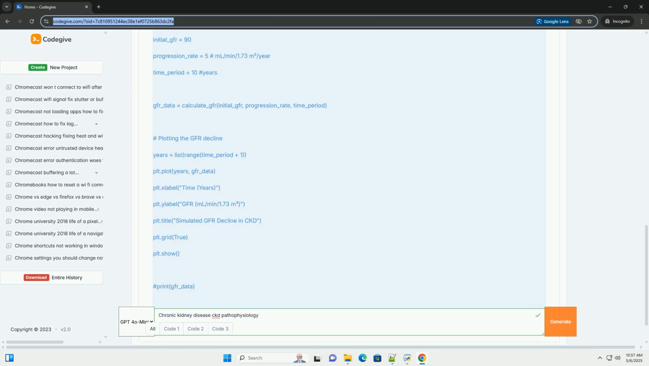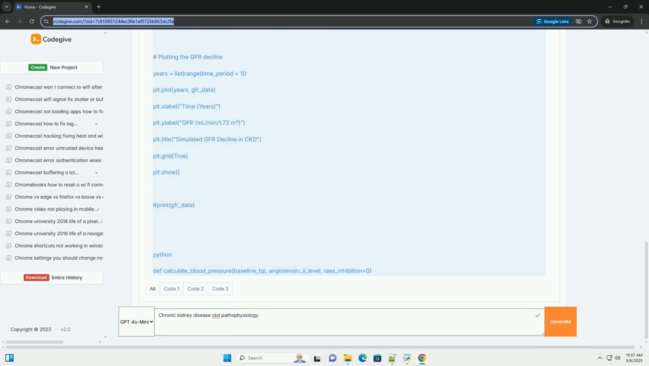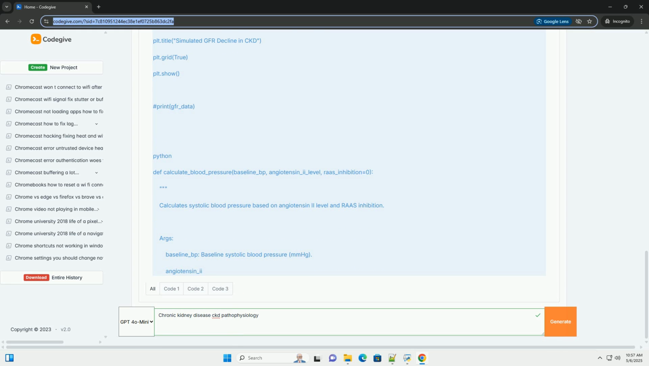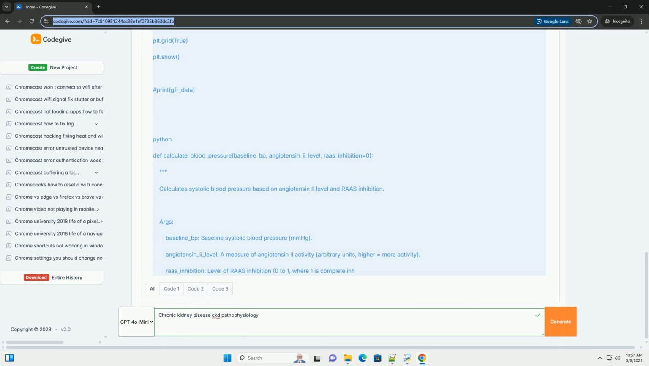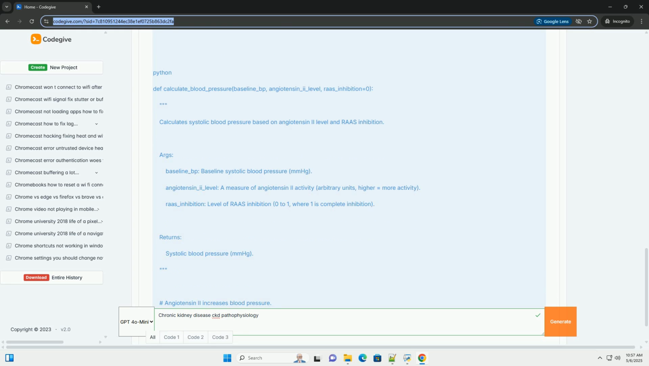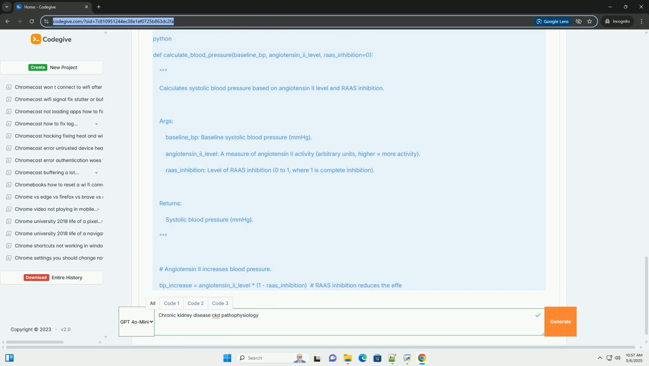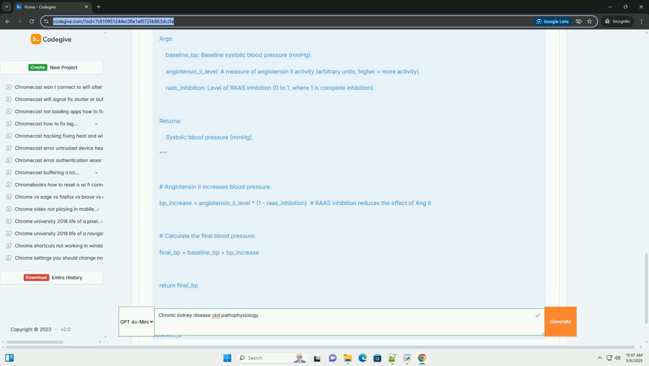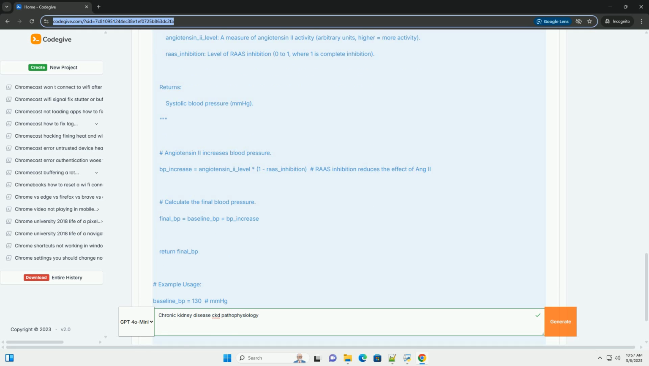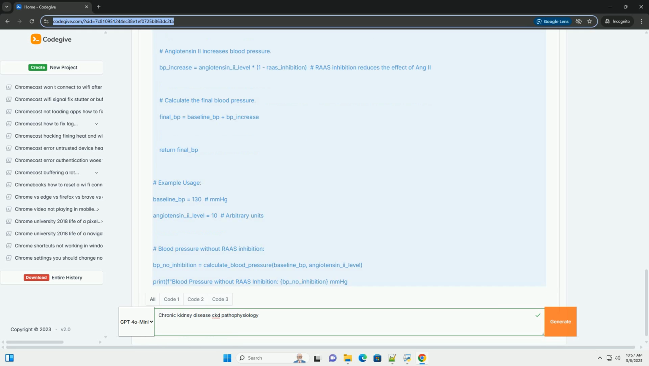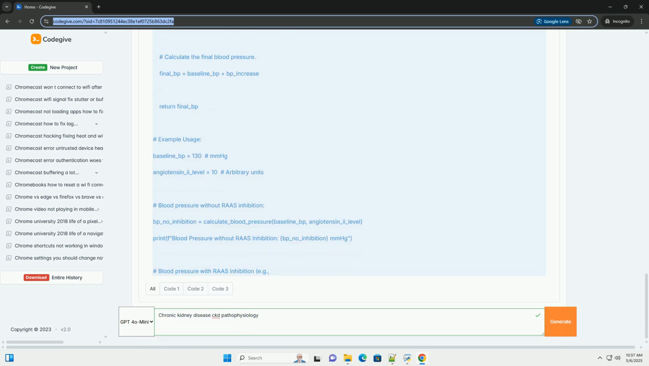Introduction. Chronic kidney disease, CKD, is a progressive and irreversible decline in kidney function over a period of months to years. It's characterized by structural and functional abnormalities of the kidneys that lead to impaired ability to filter waste products, maintain fluid and electrolyte balance, and produce hormones. CKD is a significant global health problem, often leading to end-stage renal disease, ESRD, requiring dialysis or kidney transplantation.